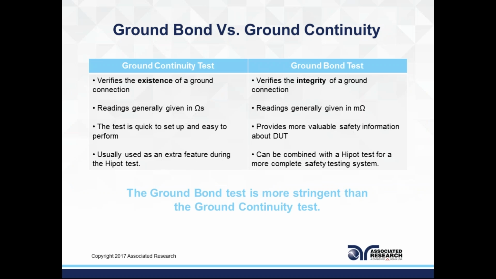So let's compare ground bond versus ground continuity. During a ground continuity test, you're just verifying the existence of a ground circuit. Ideally, the resistance is given as an ohmic number. This is a really quick test to be performed, and is generally required to be performed on 100% of your production line products.